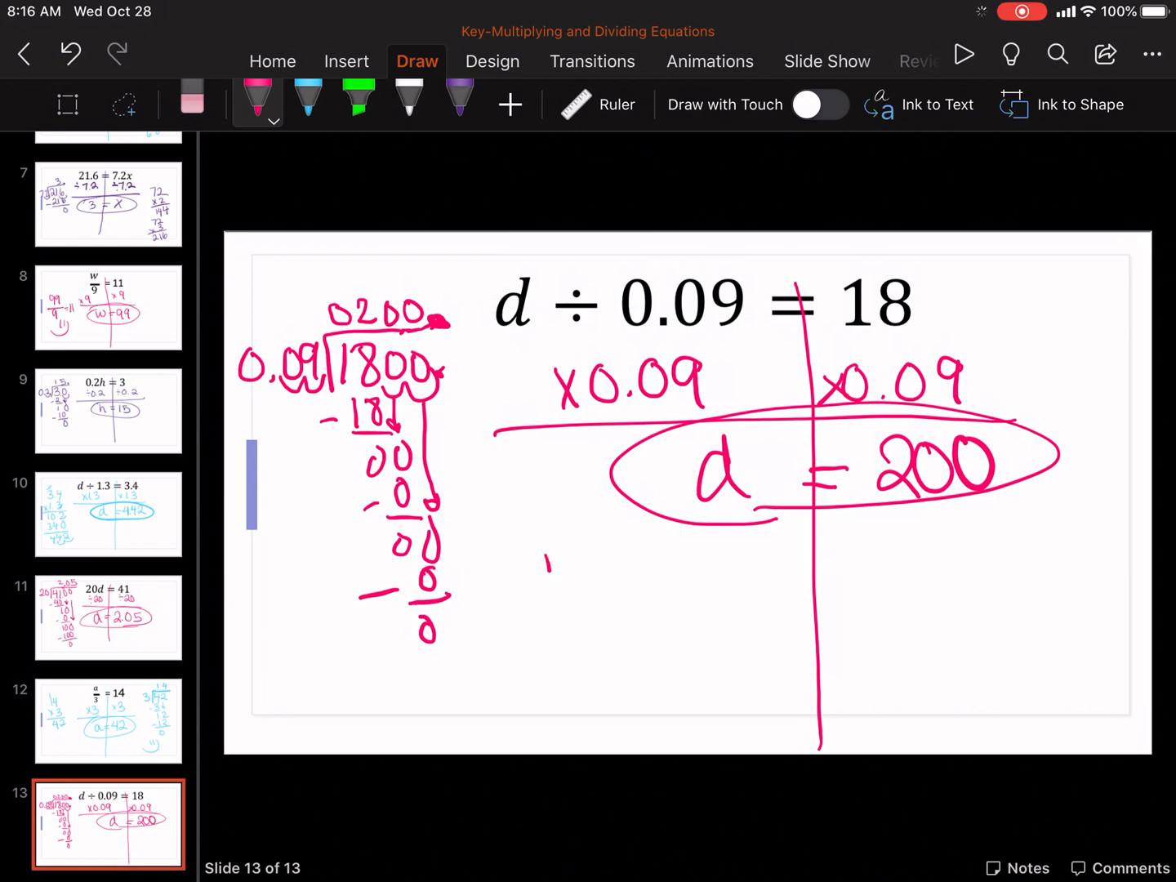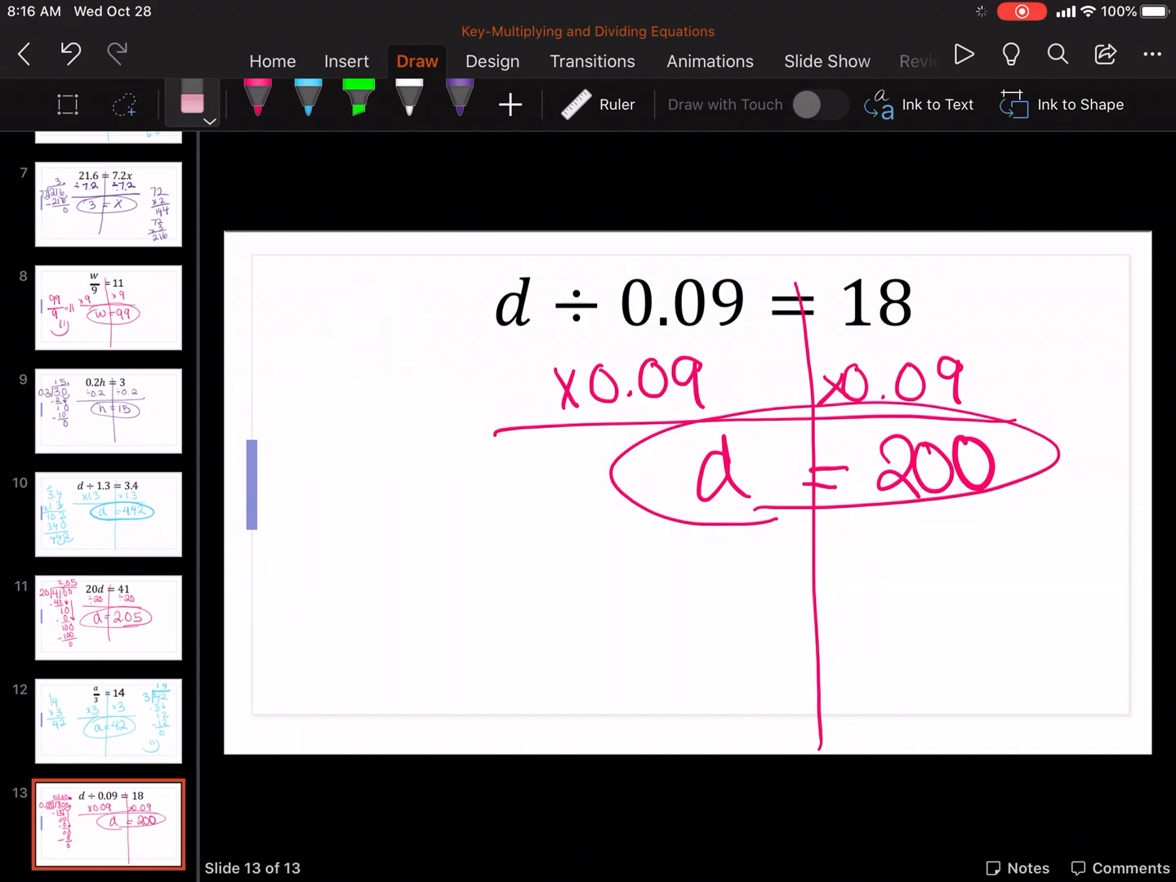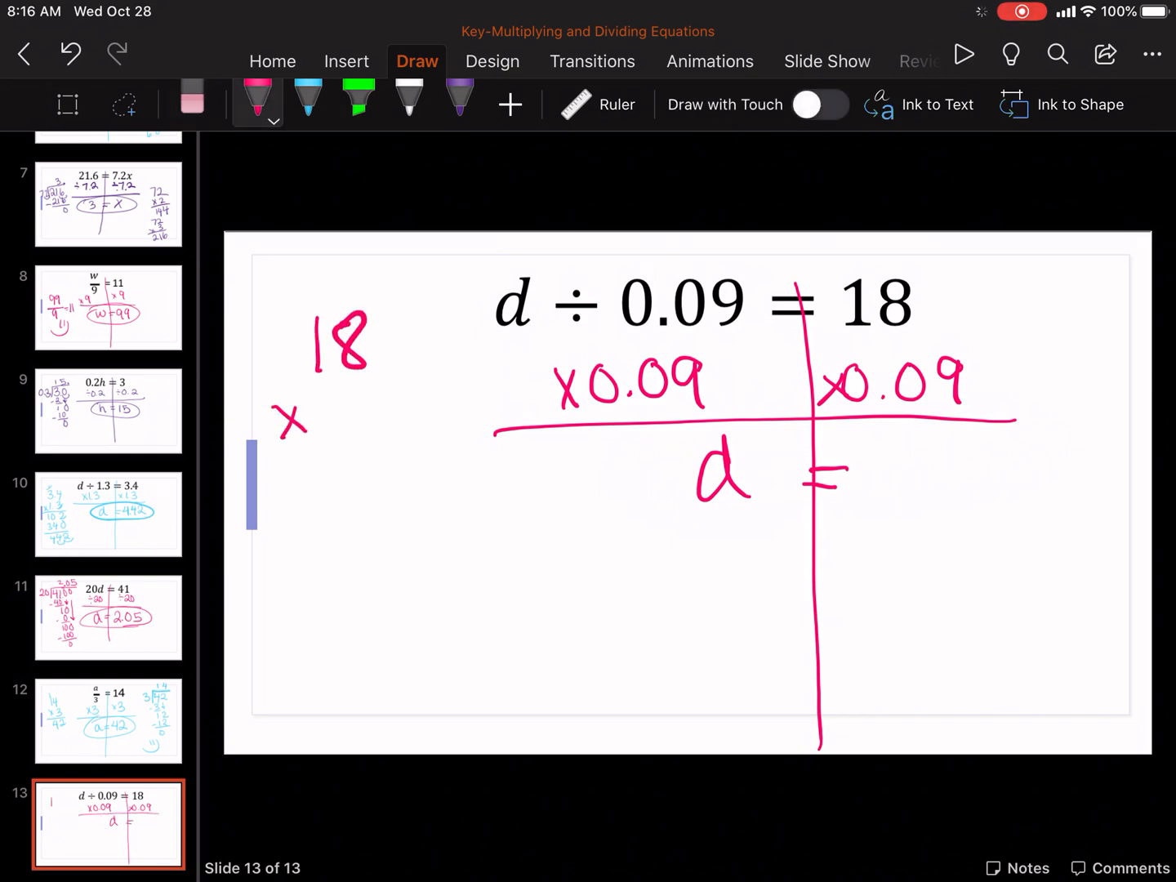Again, we can totally check it. 9 times 8. Oh, no, we would be dividing it to check it. So did I do that wrong? I did do that wrong. So let's talk about it. See how I checked it? I should have been multiplying it and I divided it. See, that doesn't make sense. Okay, so it should be 18 times 0.9 or 9 hundredths.